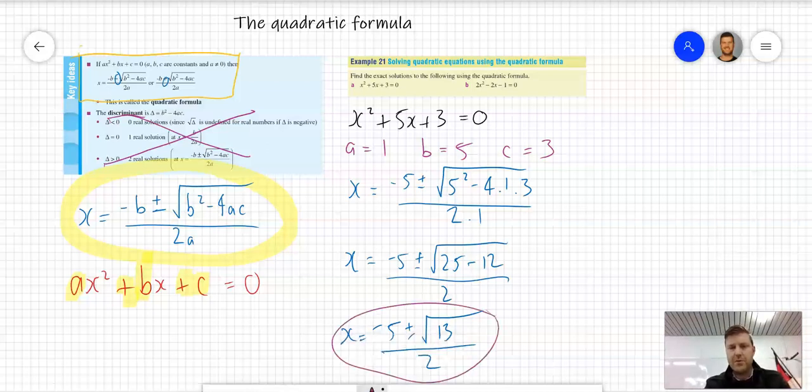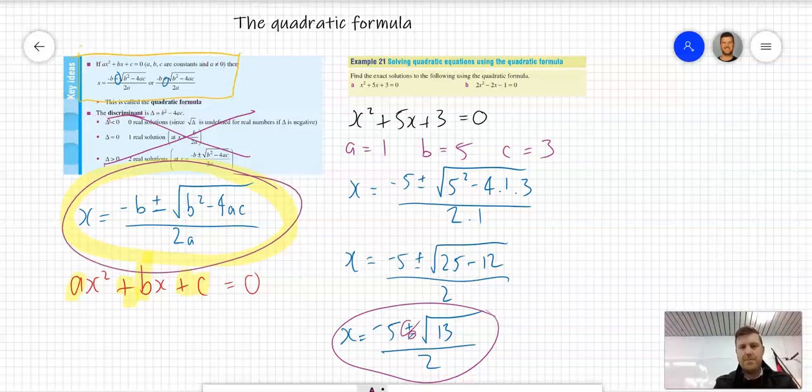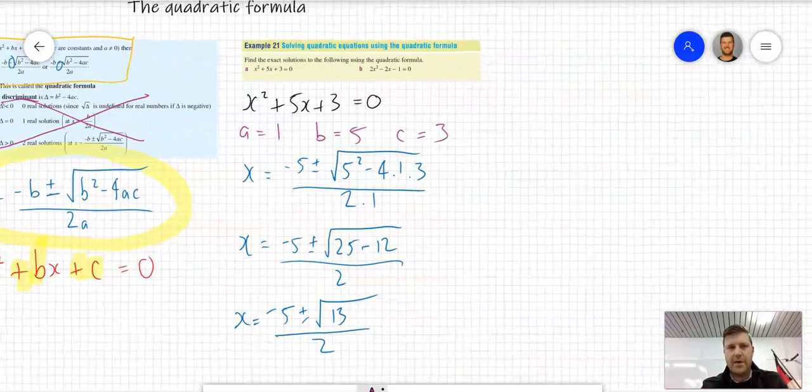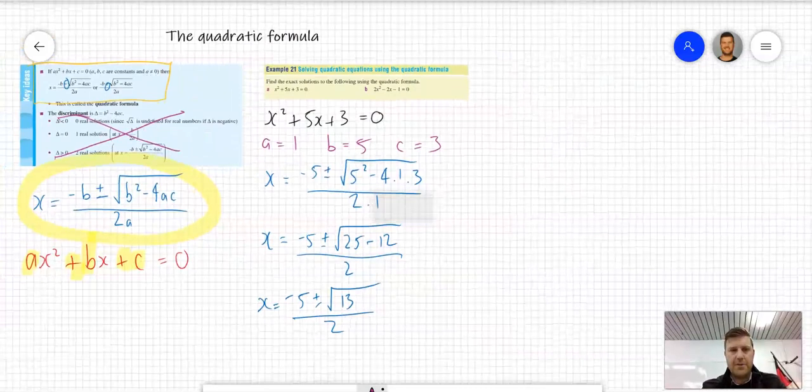So the first solution would be minus 5 plus root 13 over 2. And the second solution would be minus 5 take root 13 over 2. But like I said earlier, we sort of simplified into just one equation rather than using those two there. Alright? Okay. Hopefully that makes sense. Let's go ahead and do the second example. Again, using the same process.